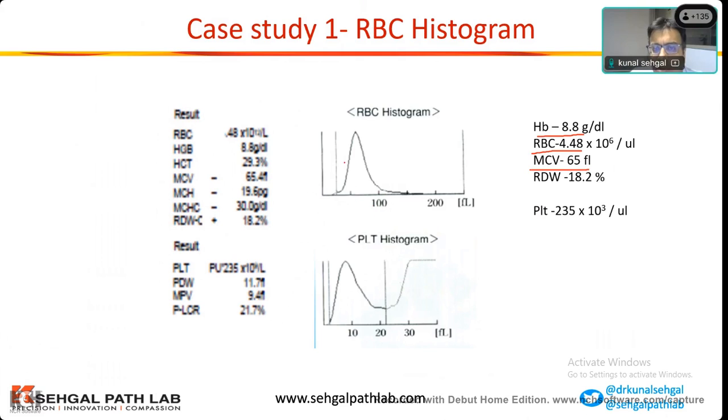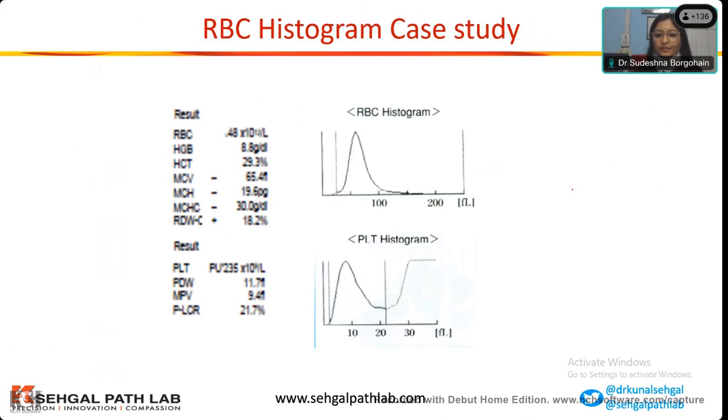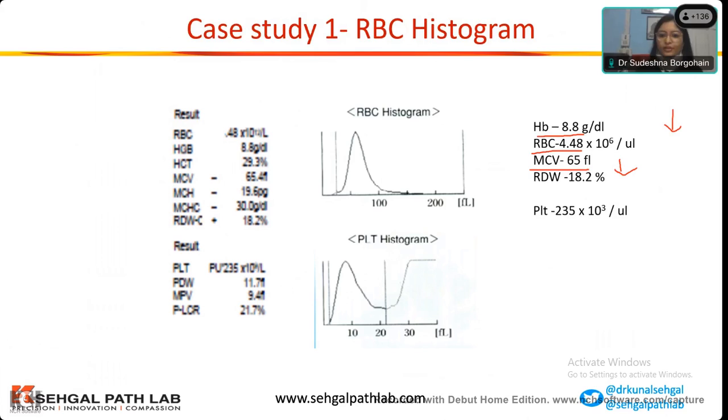Can you tell me from this histogram, is it a normal histogram? Is it left shifted? Is it right shifted? What is your interpretation from this histogram? Yes, sir. So hemoglobin is low in this case, and MCV is low, 65 femtoliters. Also, we can see from the RBC histogram, it is shifted to the left. So it is a microcytic anemia.